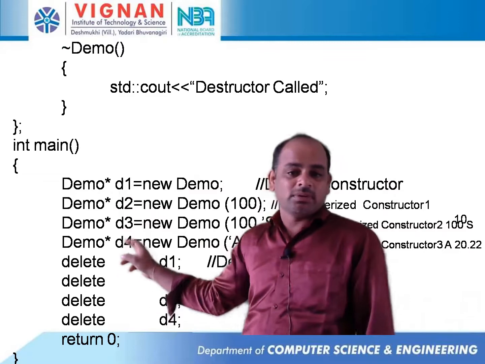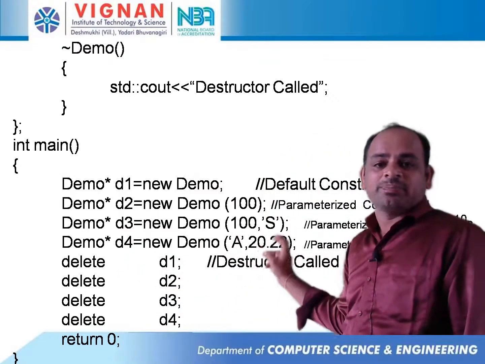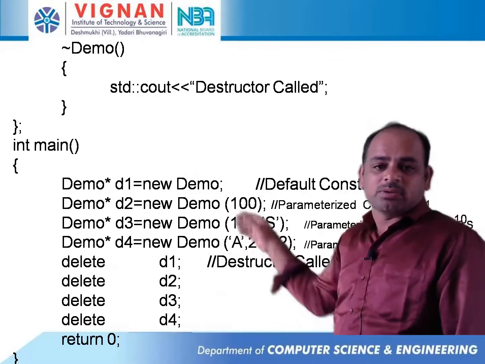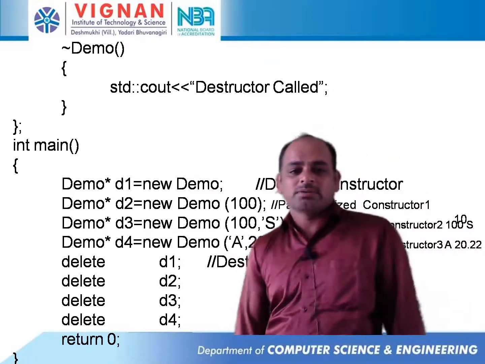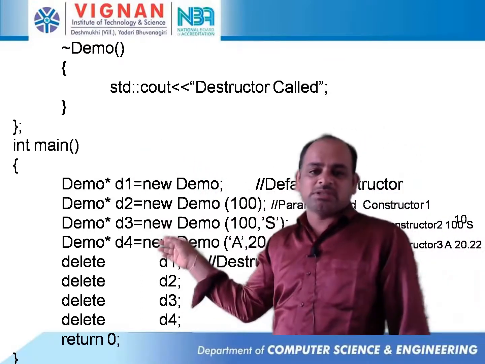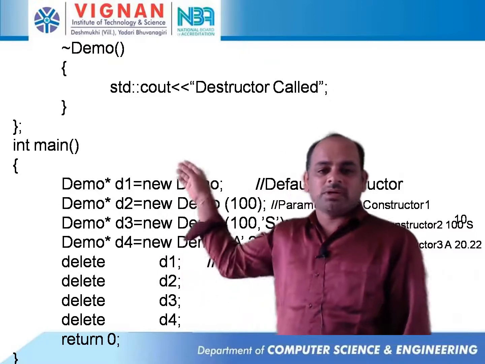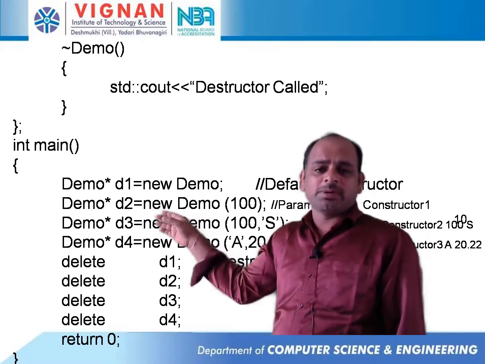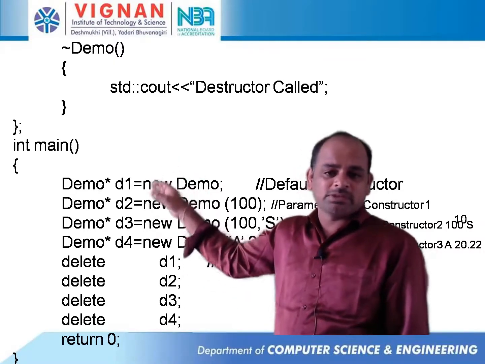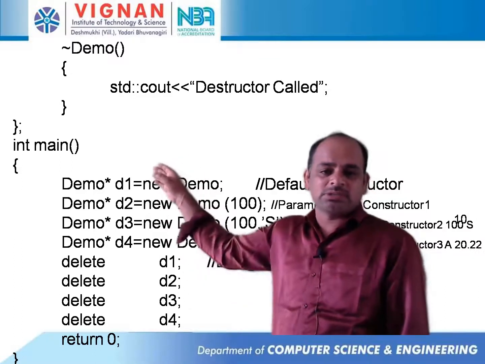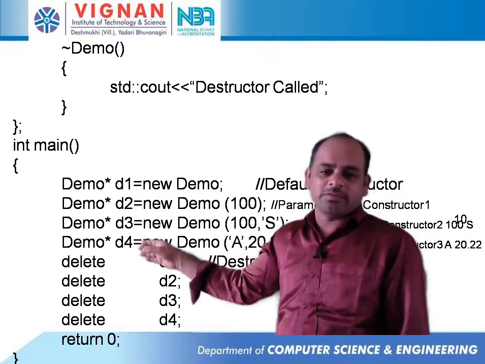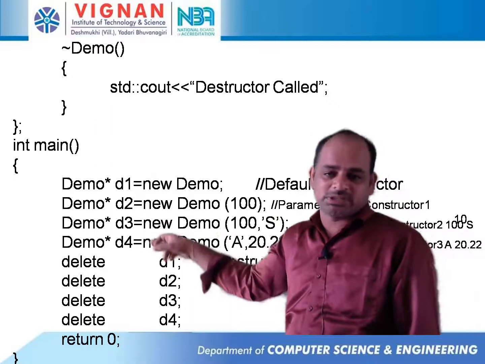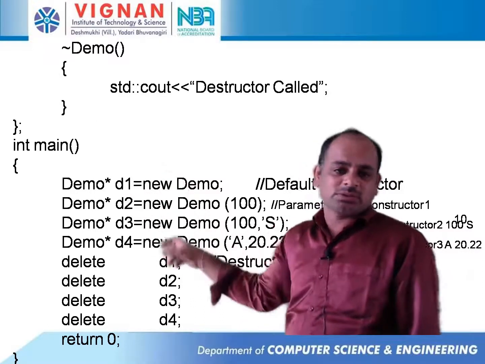And here is the D4 object pointer, which calls one more constructor, in which the first parameter is a character and the second parameter is a double. So all these four constructors are called, which means memory is allocated for these four objects. If you want to release it, because we don't have any blocks here, we can use the delete operator to deallocate all the memory allocated by D1, D2, D3 and D4, because we are using the new operator. All these new operators allocate the memory for these objects, and these are pointers to that allocated memory.